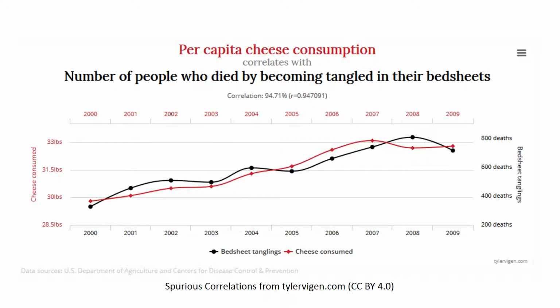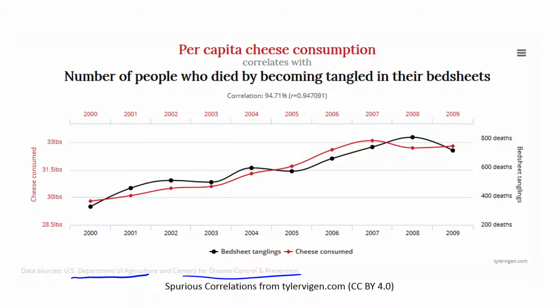Here's a similar one. The per capita, or per person, cheese consumption is linked with the number of people who died by becoming tangled in their bed sheets. This is real data that comes from, you can see the source here, the U.S. Department of Agriculture and the Centers for Disease Control and Prevention. So this is real data, and it shows a clear matching trend between increasing cheese consumption and increasing numbers of people dying by becoming tangled in their bed sheets. So there's a correlation between those two.